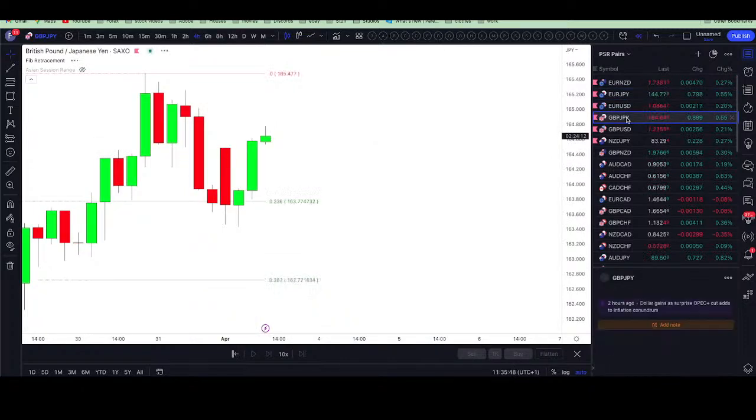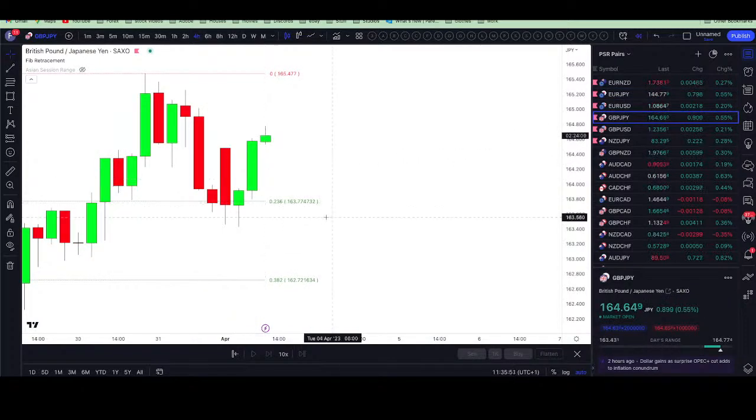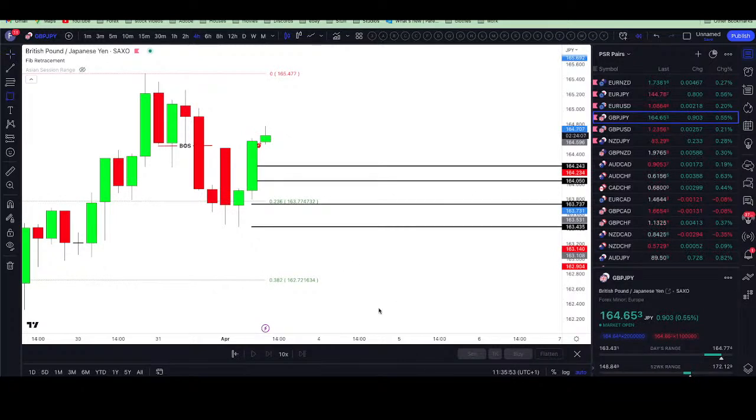Let's go to GJ, see how that looks. So, yeah, we don't want them to go any higher than here. And then, where are we? The liquidity is right over here. So they've already grabbed the liquidity on the 4 hour time frame here.